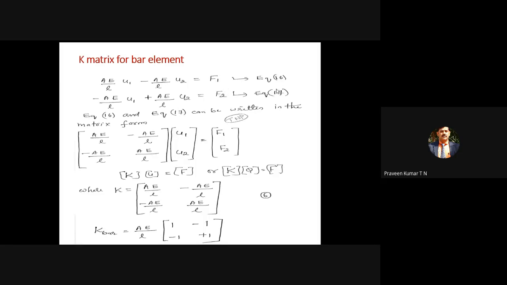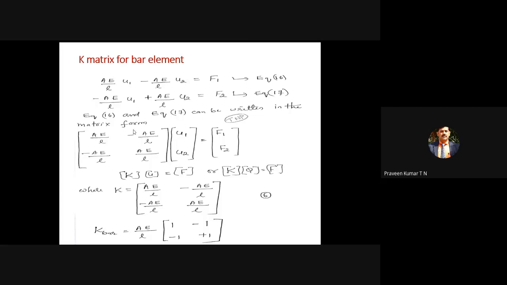We have two equations, and those two equations you are writing in the matrix form. So you can see here, in matrix form, AE/L into U1 we get the first term, minus AE/L into U2 we get the second term, that is equal to F1, the third term. So we have equations 16 and 17, and those two equations you are writing in the matrix form. Finally we can write KU is equal to F.